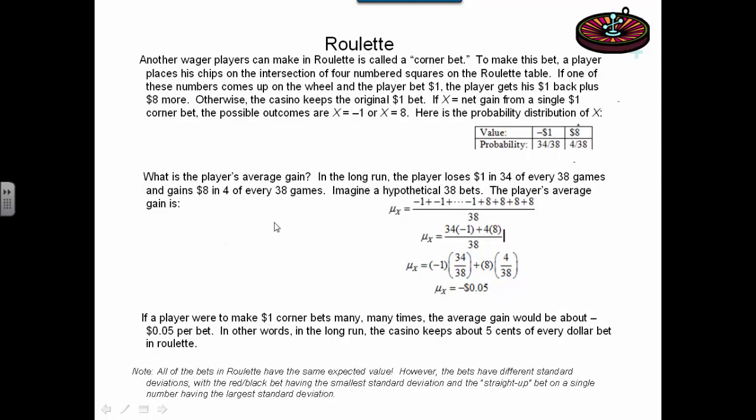Here's another example. Another wager players can make in roulette is called a corner bet. To make a bet, a player places his chips on the intersection of 4 numbered squares on the roulette table. If one of these numbers comes up on the wheel and the player bet $1, the player gets his $1 back plus 8 more. Otherwise, the casino gets the original $1. If X equals net gain from a single $1 corner bet, the possible outcomes are X equals -1 or X equals 8. Here's the probability distribution. Either we lose $1 or we gain 8.